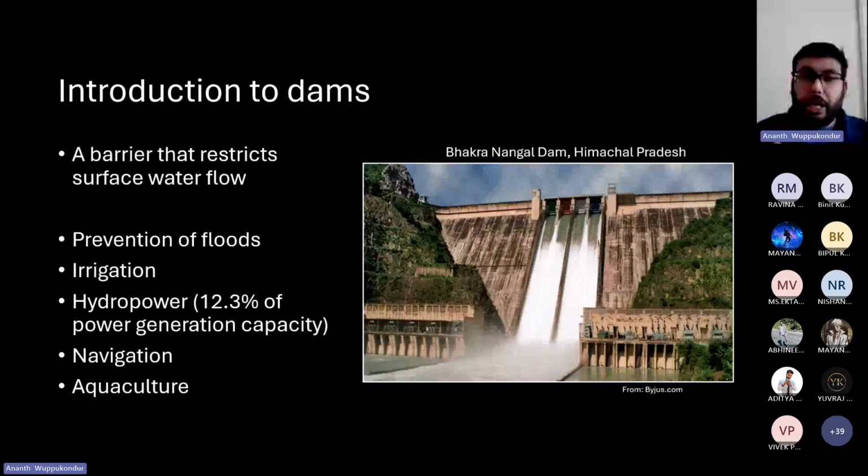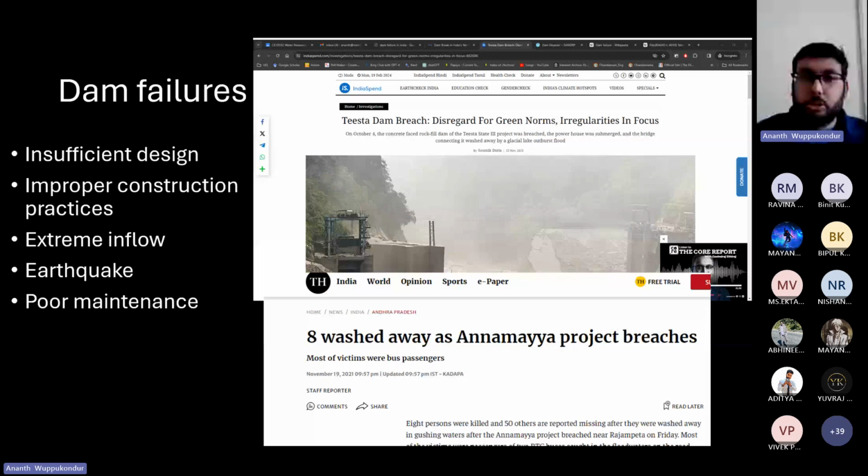Now, why is it important to design a dam properly? If you do not design a dam properly, then it is going to be breached or it is going to fail, which will result in a huge loss of population as well as property. These are two recent examples. In 2021, there was a lot of flooding in Andhra Pradesh, which caused the entire Annamaya project dam to be washed away in the flood flows. And recently, again, the Teesta Dam got washed away. And this results in human loss, which we do not want to happen to anyone.